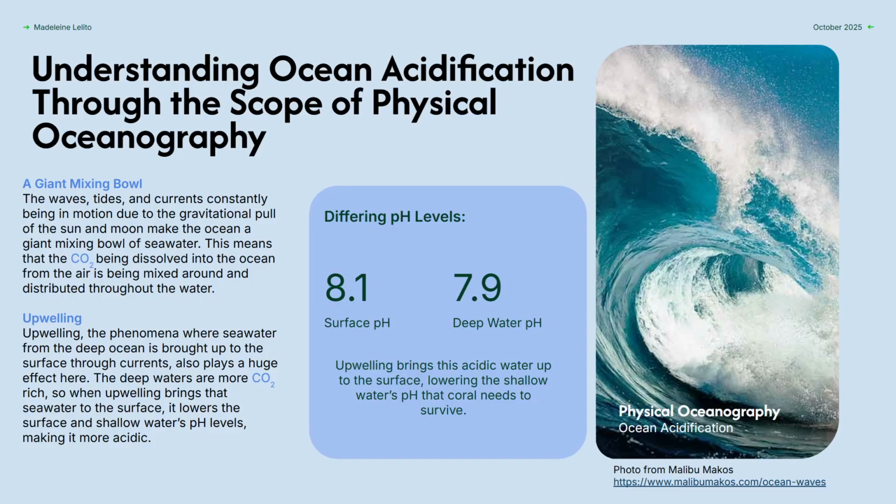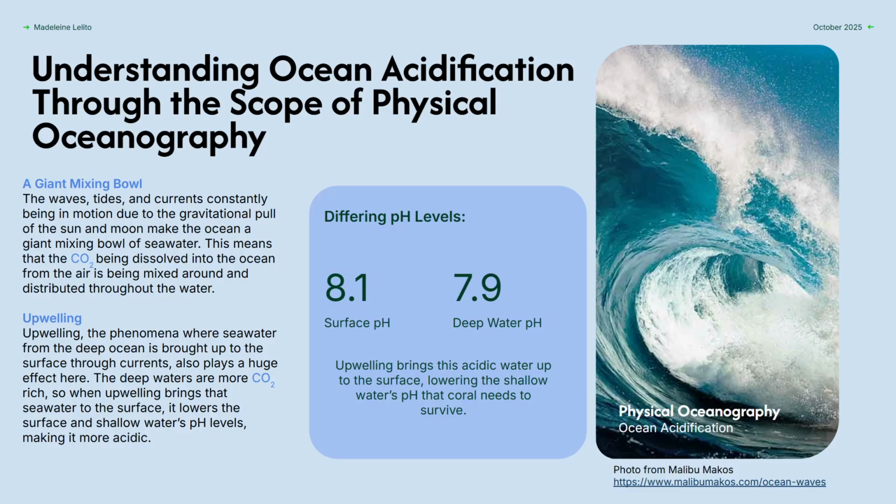For physical oceanography, the world's oceans are a giant mixing bowl of seawater. CO2 is dissolved into the ocean from the atmosphere and is being mixed around by currents and tides and waves all the time, just mixing all that CO2 around and lowering the pH levels.